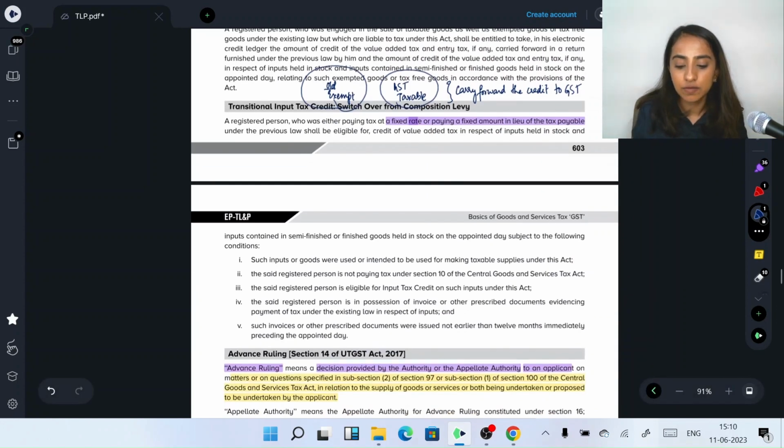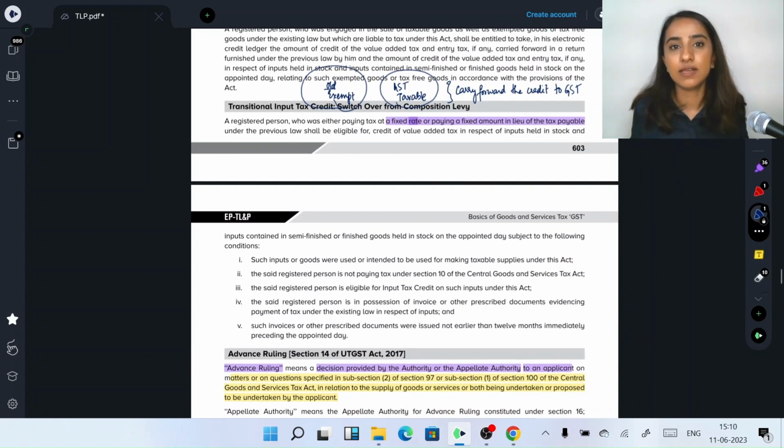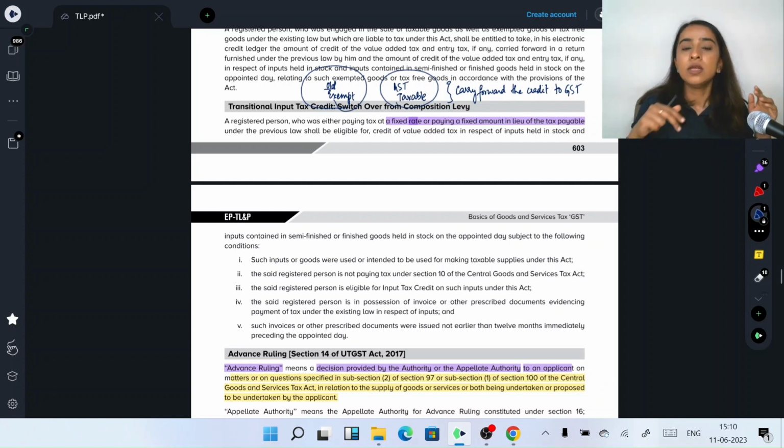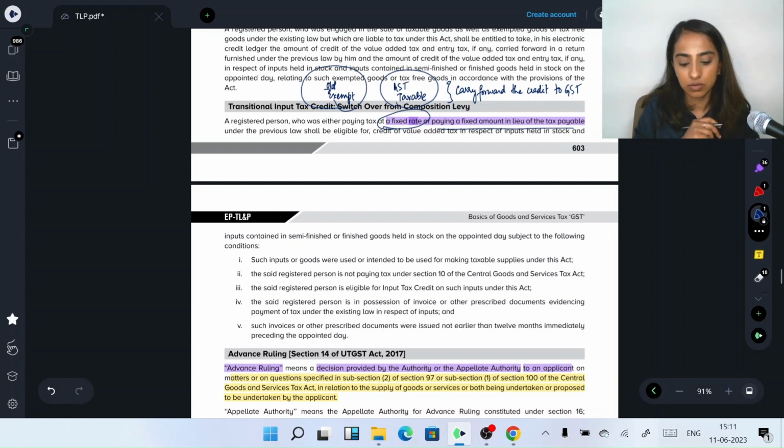Okay, switch over from composition levy. Composition levy is a simple way of taxing registered persons on the basis of one particular single rate. So we'll talk about this in the registrations chapter. Here they're saying whoever is going to pay a fixed amount of taxes.